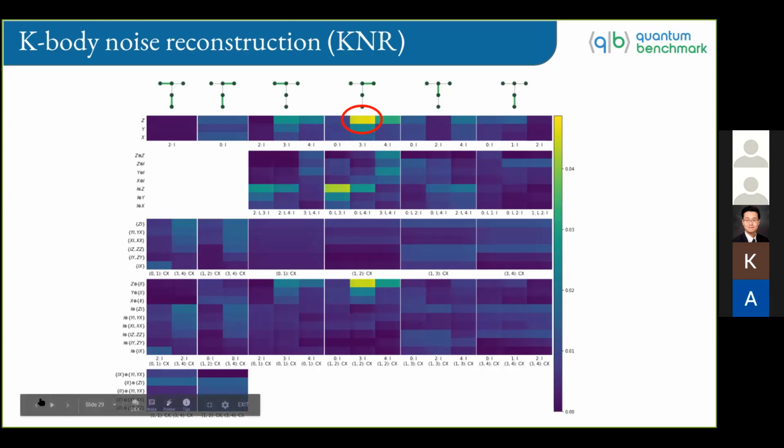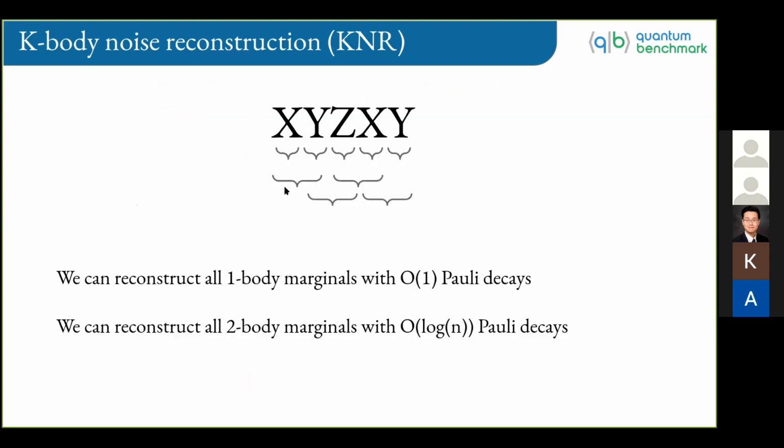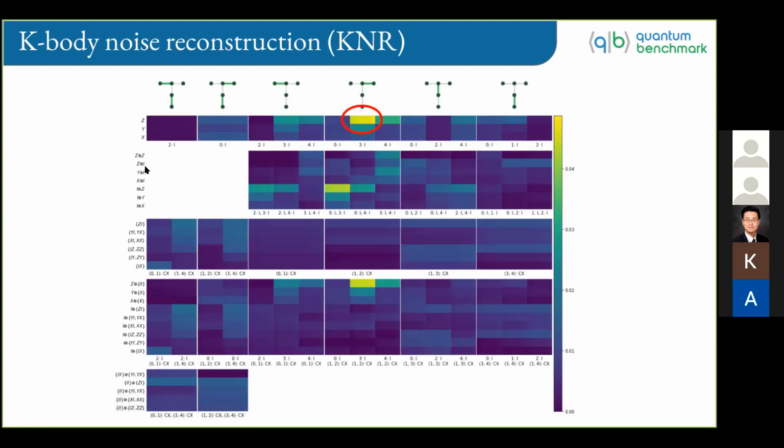And because I've chosen to reconstruct all 2-body marginals as well as all 1-body marginals, I can also get the correlated errors between idling qubits. So for example, this one up here, this is a correlated ZZ error between qubits 3 and 4 in the context of applying a CX gate to qubits 1 and 2. So you can tell that this kind of information is quite detailed, and it really gives you an idea of where the error lies inside of your error budget for this particular cycle.